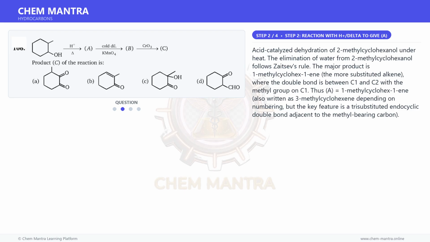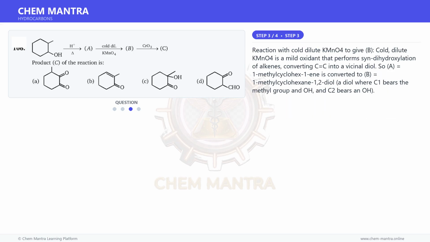Thus, A is equal to 1-methylcyclohexene, also written as 3-methylcyclohexene depending on numbering, but the key feature is a trisubstituted endocyclic double bond adjacent to the methyl-bearing carbon. Moving on to the next step.